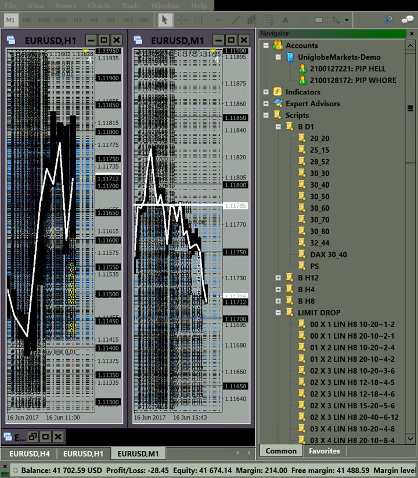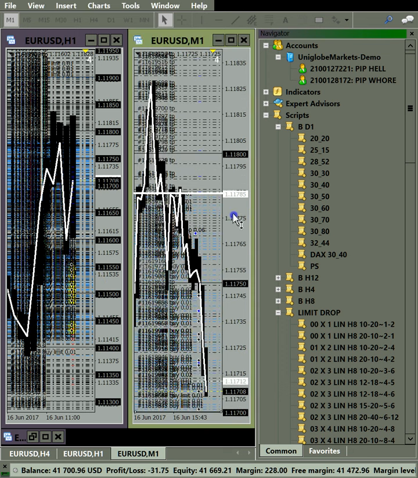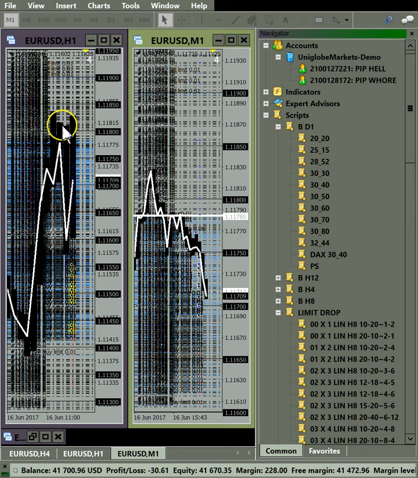So this is it. Look at this pullback off of that. 20-pip winner. I'm sorry, 10-pip winner there. I thought that was just not this 5-pip grid. 10 pips off of that. $100 standard lot off the top here with a stop up there. About 3-pip stop to make 10. 3-to-10 ratio right there.